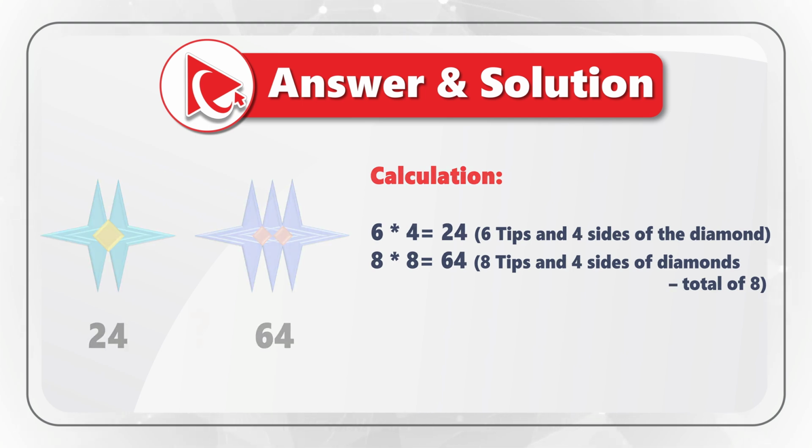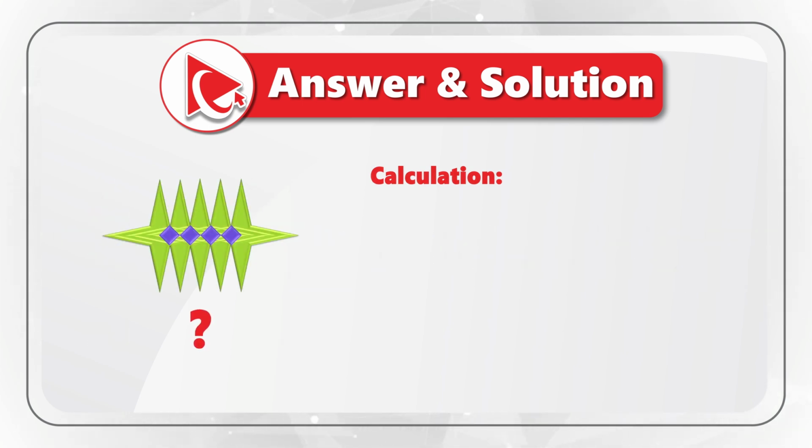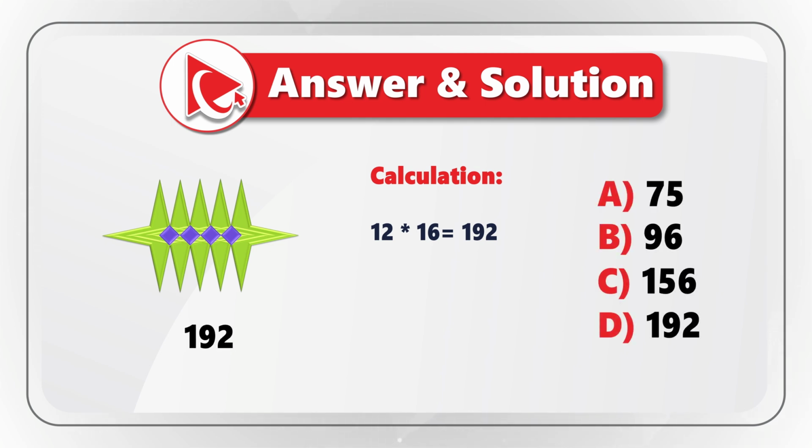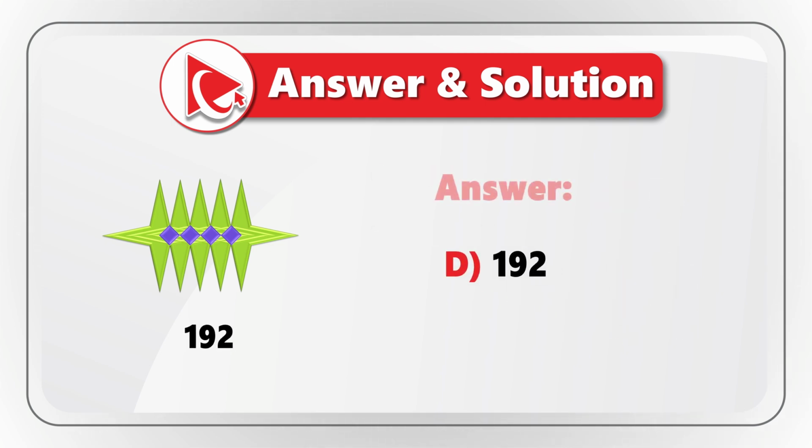Let's do the calculations for the missing number. We have 12 tips. 1, 2, 3, 4, 5, 6, 7, 8, 9, 10, 11, 12, which are represented by 16 sides. 12 multiplied by 16 equals 192, which is represented by choice D. So the correct answer here is choice D, 192.